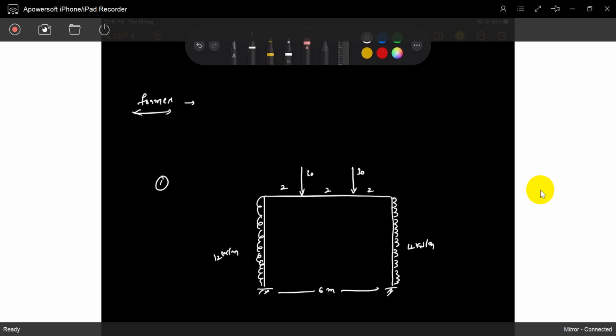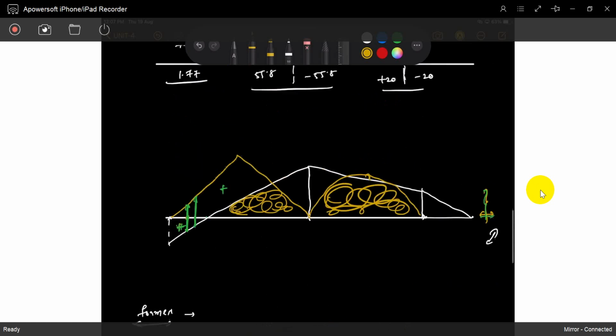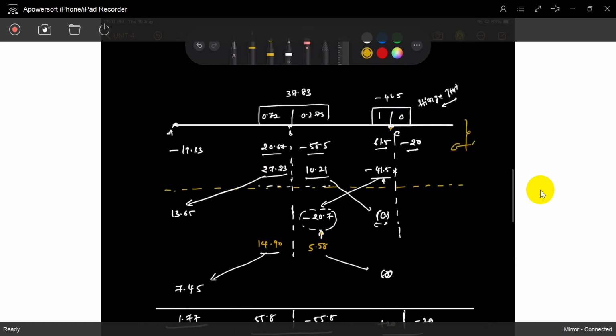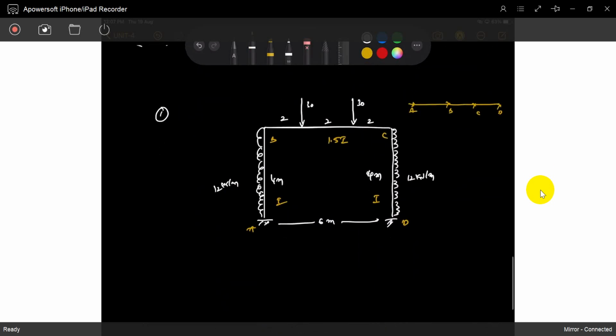So height is 4 meters. So this is 4 meters, and it is I. It's 1.5 I. Okay, analyze it. So no need, everything is same. A, B, C, D. You can feel it is one straight beam. Then only we can draw a distribution diagram like this. Just stretch it like this. Very simple problem.